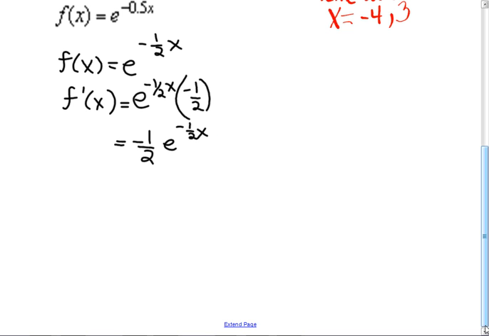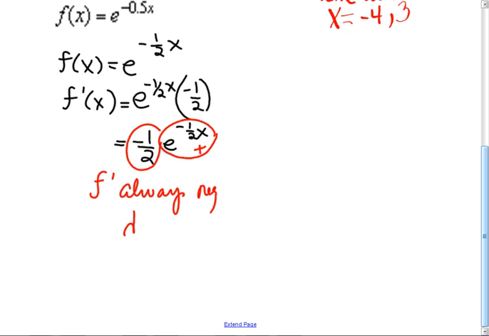Well, what's true about e to the negative 1/2 x? Does it change sign? Is it ever 0? It's never 0. E to the x is never 0. E to the negative 1/2 x is never 0. Okay, guys? E to the x is never 0. So what's true about your first derivative? F prime is always what? This is a negative 1/2. This is a positive number. It's always negative, which means what's true about my function? If the derivative is negative, f of x is decreasing, because e to the negative 1/2 x is always positive.